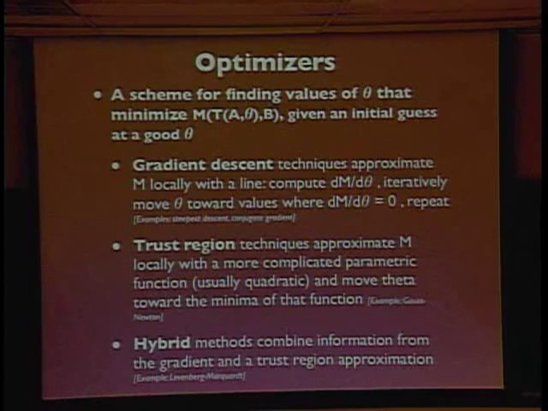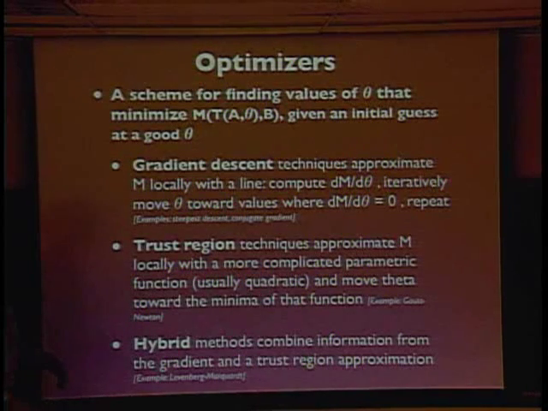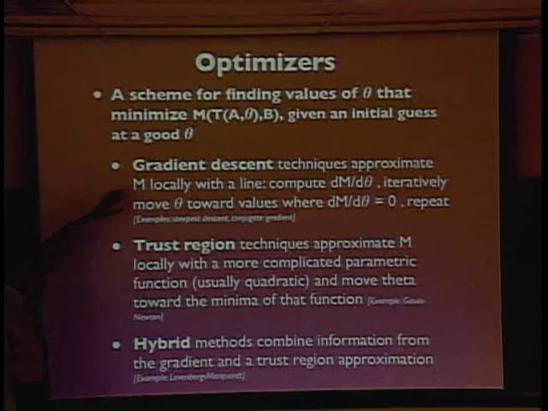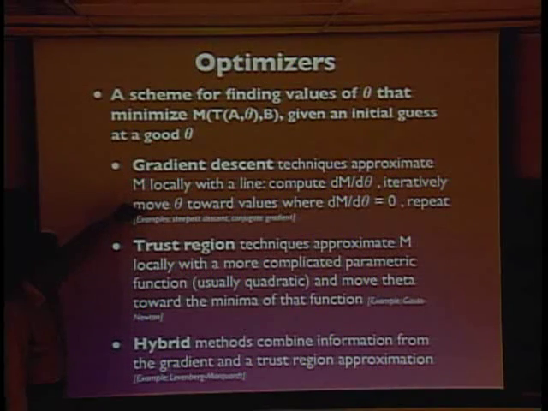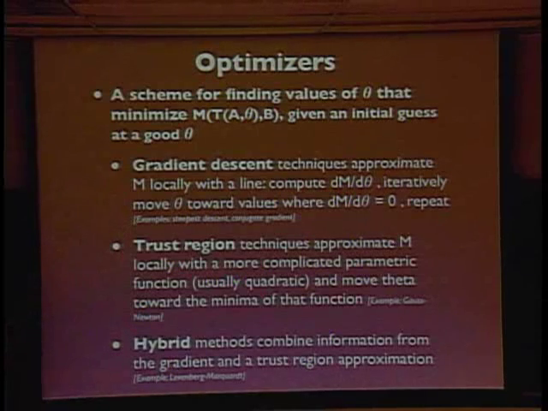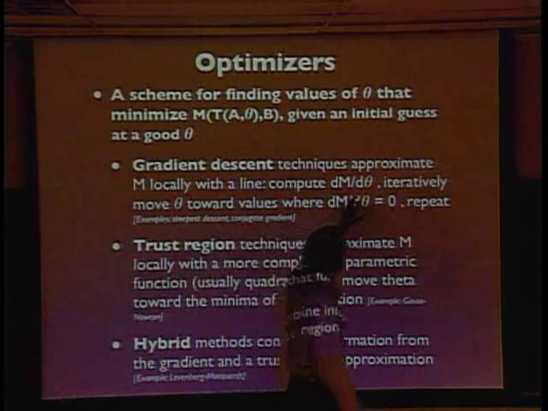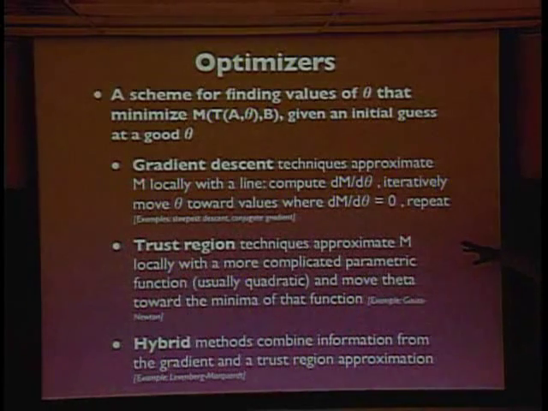So what gradient descent techniques do is, as the name suggests, descend a gradient. The idea here is that you calculate the gradient of m, and in fact what you usually do is approximate the gradient of m, or approximate m in some way locally, depending on where you are in terms of your initial guess of the parameter vector. You compute the gradient and then iteratively move theta values towards values where that derivative equals 0.